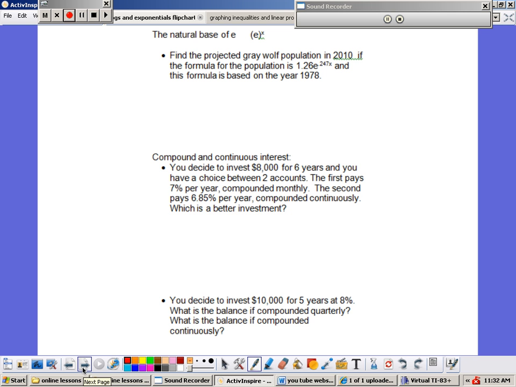Okay, the natural base is e to the x. Find the projected wolf population in 2010 if the formula for population is 1.26 e to the 0.247x, and the formula is based on the year 1978. Okay, so I'm going to get my formula first. 1.26 e to the 0.247, and I need to fill in the x. I'm in 2010, and it's built on 1978. So I have to figure out how many years I've already gone so I can put that amount of years in, and that's 32.